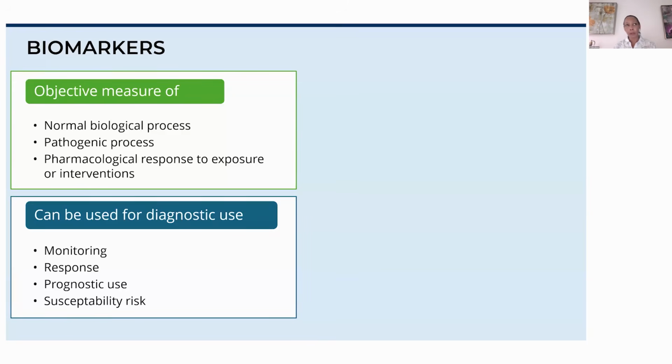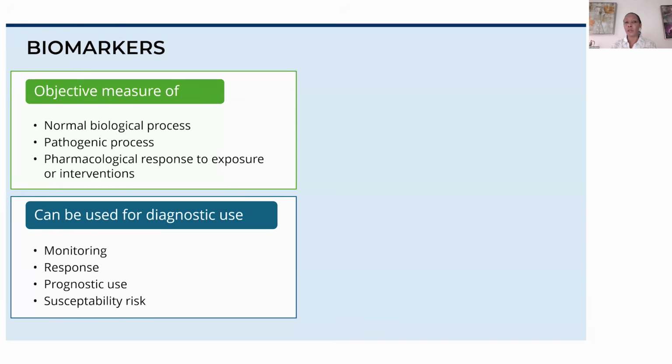So let's talk about biomarkers, because this presentation is on OCT biomarkers. So biomarkers are an objective measure of a normal biological process. So a biomarker can be blood pressure, okay, a temperature, the glucose for someone who is diabetic.